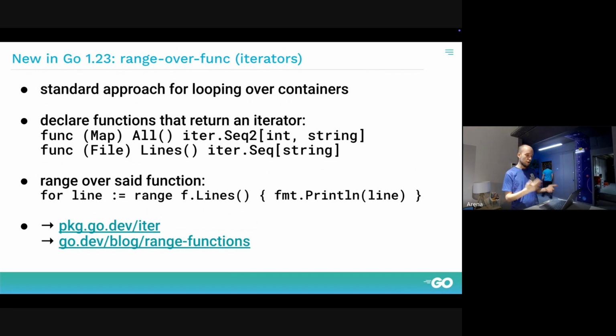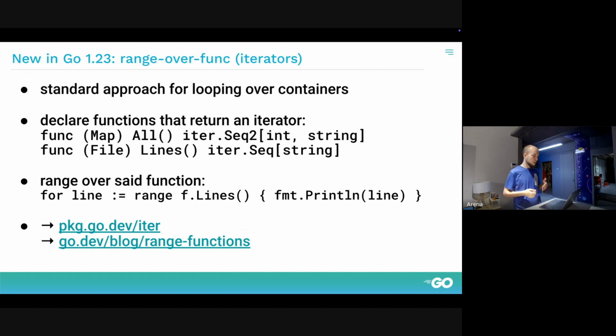And that's why we're returning a type called seq2, which is a sequence with 2 elements. And these sequence types are defined in the iter package. A simpler example would be if you have a custom file type, and you have a lines accessor, which will return an iterator that is just like a sequence of strings, right?